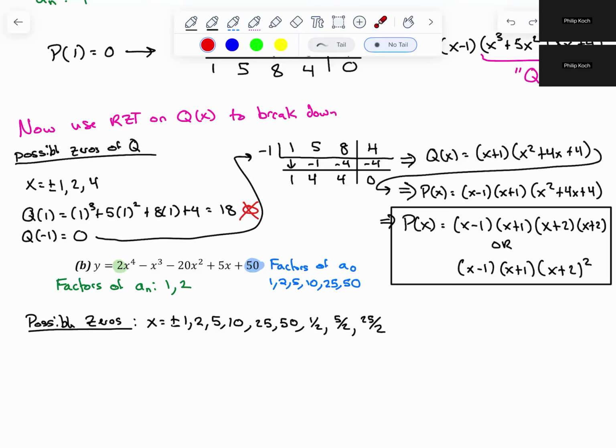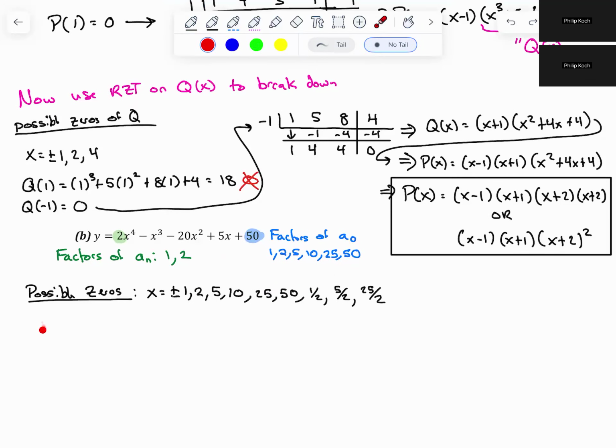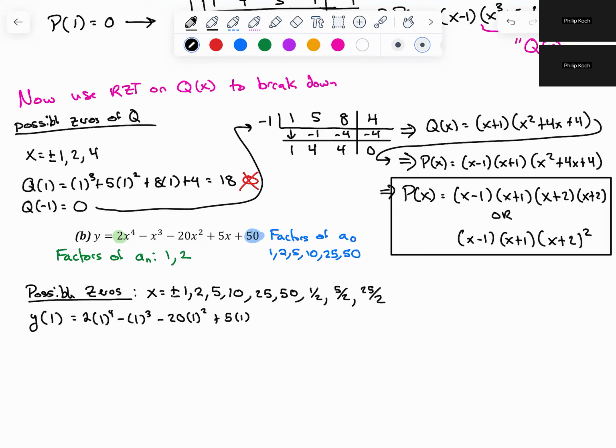A lot of them this time. That's 1, 2, 3, 4, 5, 6, 7, 8, 9. That's going to be 18 terms to test. But we have a calculator, which will make this much faster. So we'll start plugging them in. I'll do y of 1: 2 times 1 to the 4th minus 1 cubed minus 20 times 1 squared plus 5 times 1 plus 50. Let's see if that works. And pray.